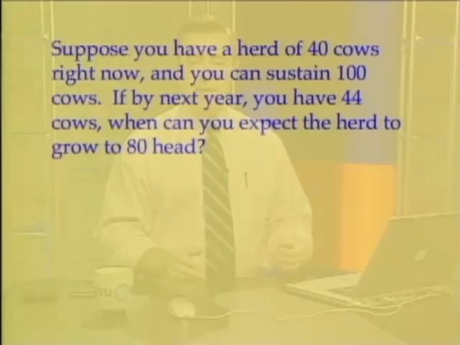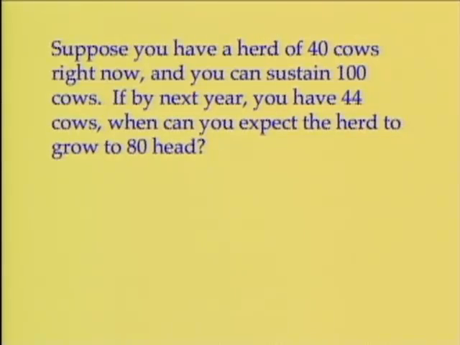Let's say you have 40 cows like the previous example we talked about. I'm not going to worry about tracking them by age group anymore. I'm simply going to say, all right, I've got 40 cows here. I have the capacity to feed and sustain 100. Okay, that's all the pasture I've got. That's all the feed I've got.